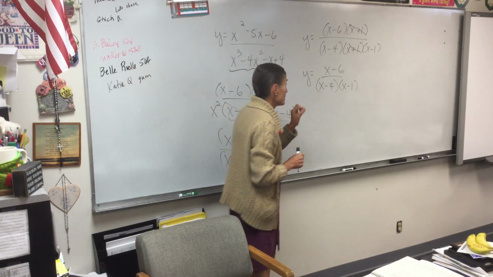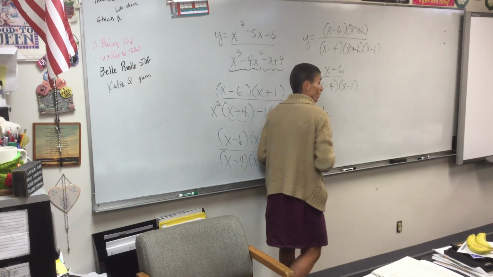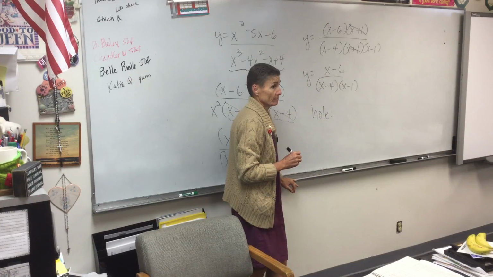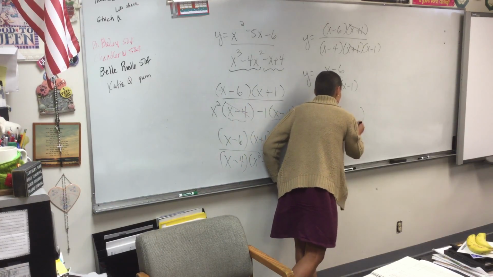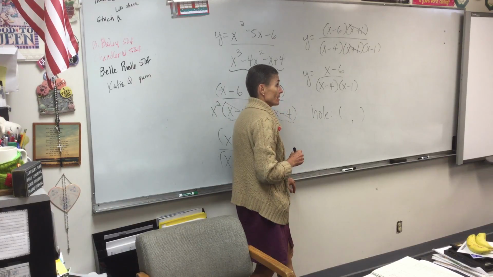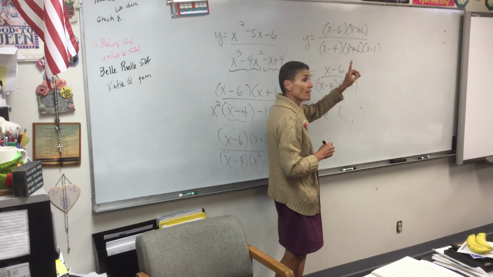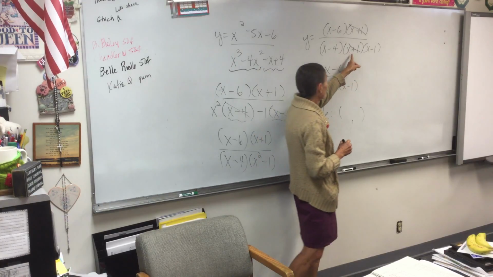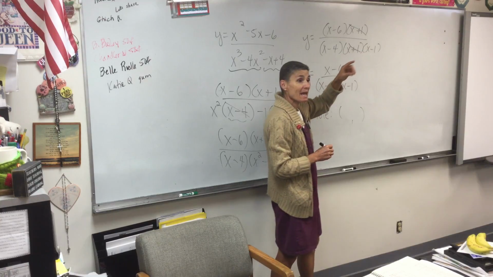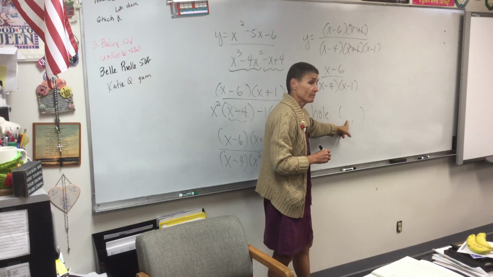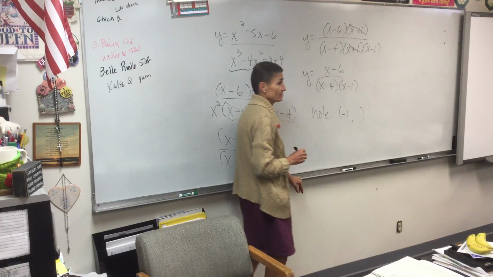the fact that you canceled means you're going to have a hole in your picture. And the hole is like a point. Its x coordinate comes from what you canceled. So look at what we canceled out. What will be the x for my hole? Negative 1. Remember, we always do the opposite.